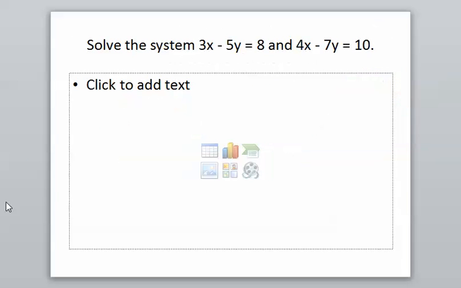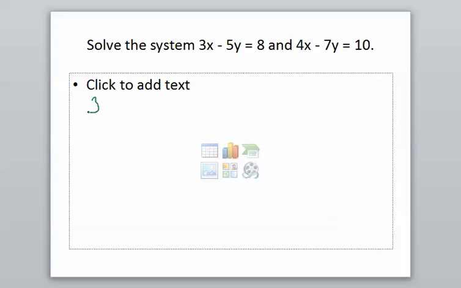Okay. This one says solve this system of equations. Once again, they're not giving me a technique that they want me to use. So I have 3x minus 5y equals 8 and 4x minus 7y equals 10. I don't see an easy way that elimination is going to help me a whole lot here. So I like to fall back onto substitution because that is my favorite one to do.